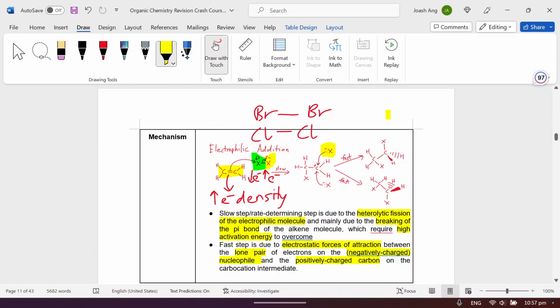And take note that you have to write slow and fast reaction. The slow step is due to the heterolytic fission of the electrophilic molecule, and also the breaking of the pi bond, which requires high activation energy to overcome. The fast step is because there are strong electrostatic forces of attraction between the halide anion and the carbocation. So that is why the second step is the faster step. Okay, let's move on.